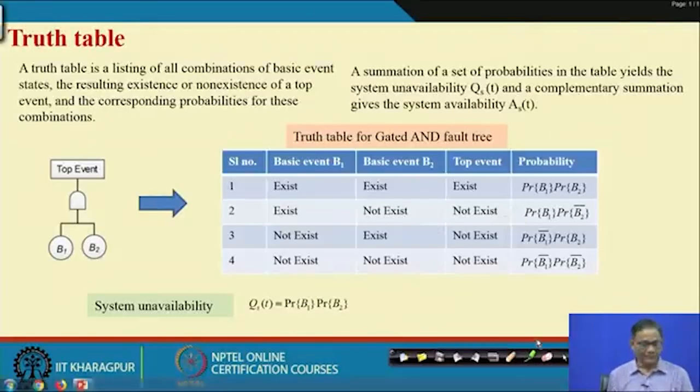Let us first understand what a truth table is. A truth table lists all combinations of basic event states. Then we will find out for which combination the top event exists and for which combination the top event doesn't exist. For example, if we consider a fault tree having two inputs, that means two basic events, and the top event is linked with an AND gate, then how many states or combinations are possible here?